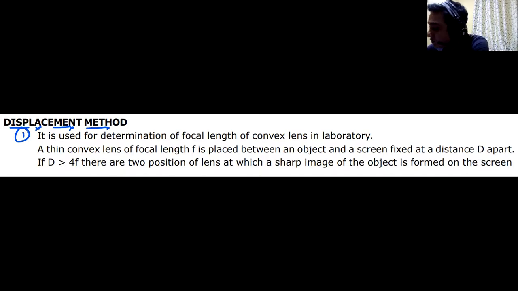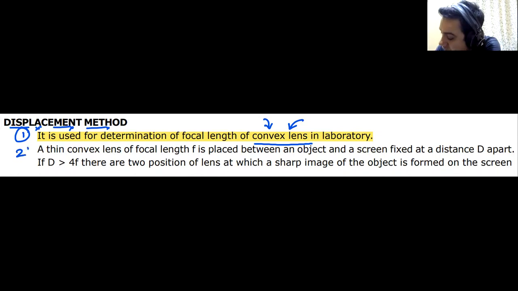Point number one, this method is used to determine the focal length of a convex lens. Remember, the key word is convex lens. It can be only used to find out the focal length of a convex lens in laboratory. Do we understand this? Yes, sir. Only valid for a convex lens. This is point number one.